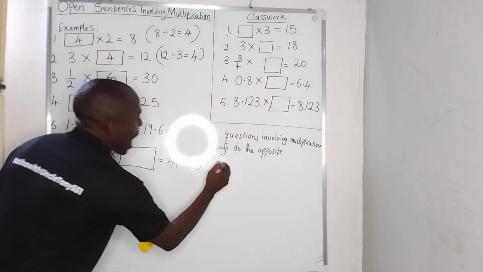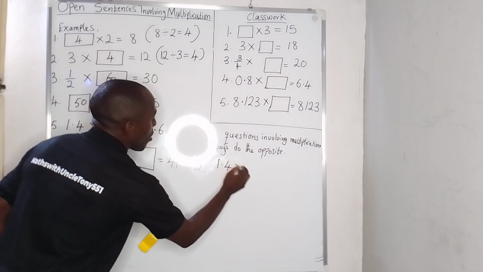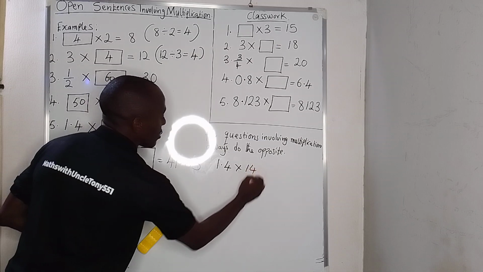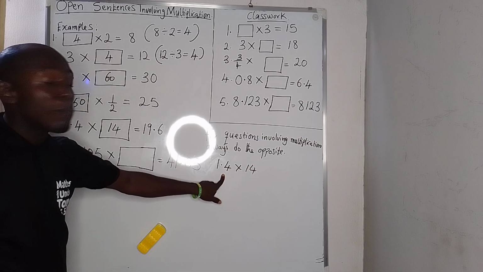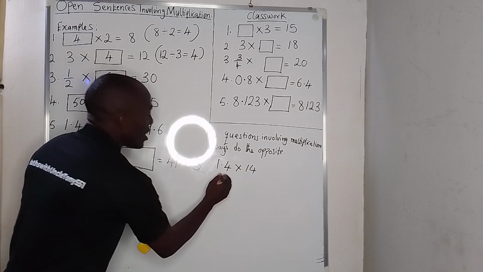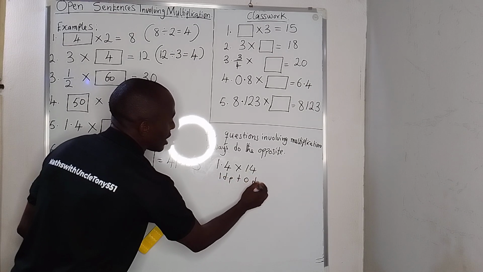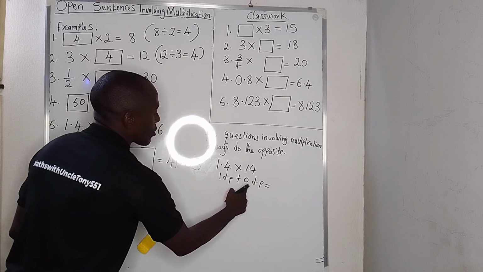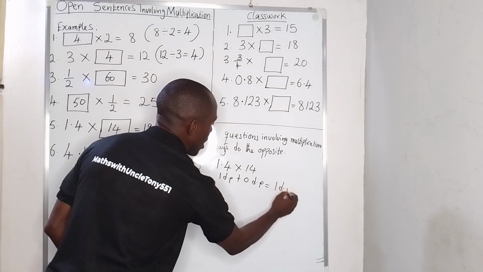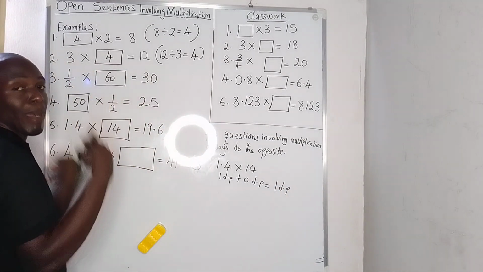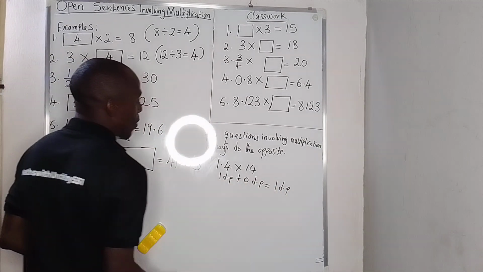Okay, 1.4 multiplied by 14. So here I have one decimal. In multiplication, we add. This is 1 decimal place plus this is 0 decimal places. So 1 plus 0 will give us 1 decimal place. So we remove the decimal point. After multiplication, we return the decimal point.